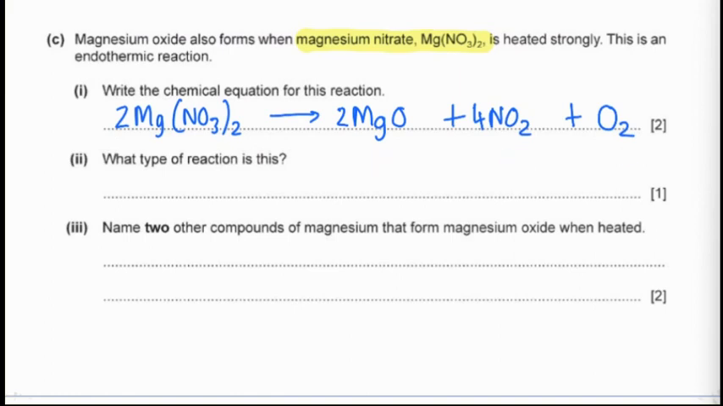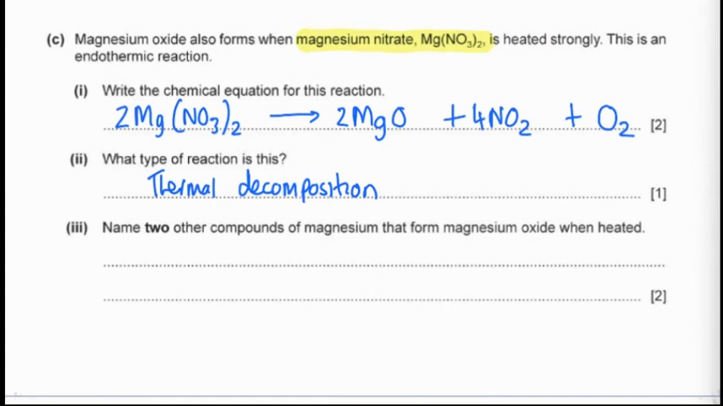What type of reaction is this? Well, we've already said it is thermal decomposition, which means the breaking down, the decomposing of any substance through thermal energy or heat. Name 2 other compounds of magnesium that form magnesium oxide when heated.